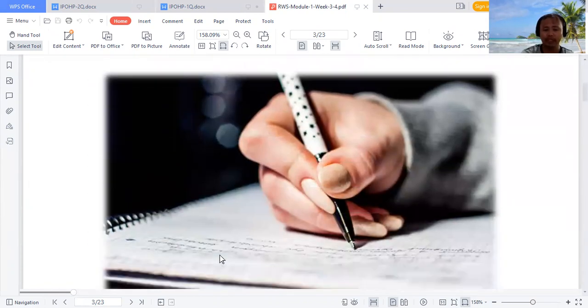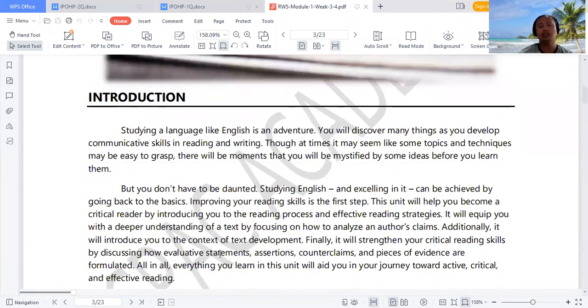So, the reading process. Studying a language class like English is an adventure. You will discover many things as you develop communicative skills in reading and writing. Though at times it may seem like some topics and techniques may be easy to grasp, there will be moments that you will be mystified by some ideas before you learn them, but you don't have to be daunted. Studying English and excelling in it can be achieved by going back to the basics. Improving your reading skills is the first step.